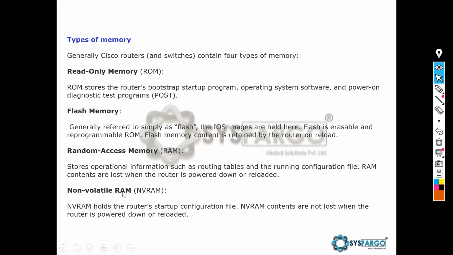Next, NVRAM, non-volatile RAM. So here the router startup configuration means, for example, you are accessing the router and doing some configuration. After that, you have to save that configuration. Once you save that configuration, that saved configuration goes to the NVRAM. That is called startup. Means whenever you turn on the router, it's going to load the configuration which you have saved earlier. From where is it going to load? From the NVRAM. So that's how we have the different types of memory: RAM, NVRAM, ROM, flash memory, and everything. Got it?